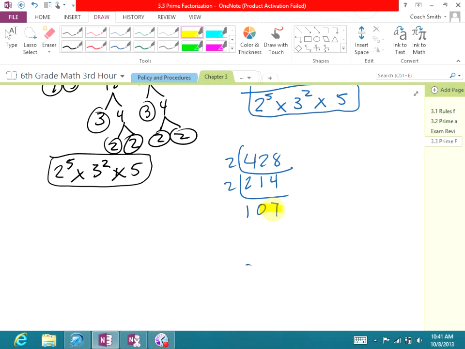My next prime number is 11. 11 doesn't go into it. My next prime number is 13. This one may have something. 13 would be 130. Drop it back would be 117, so no, it doesn't either. So pretty much, I can assume that's prime. So 2 to the 2nd times 107. That would be your prime factorization of that number.